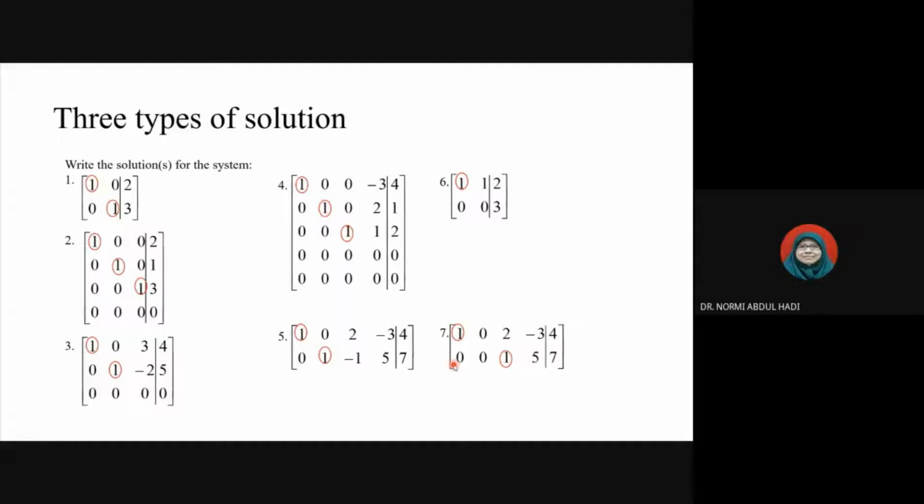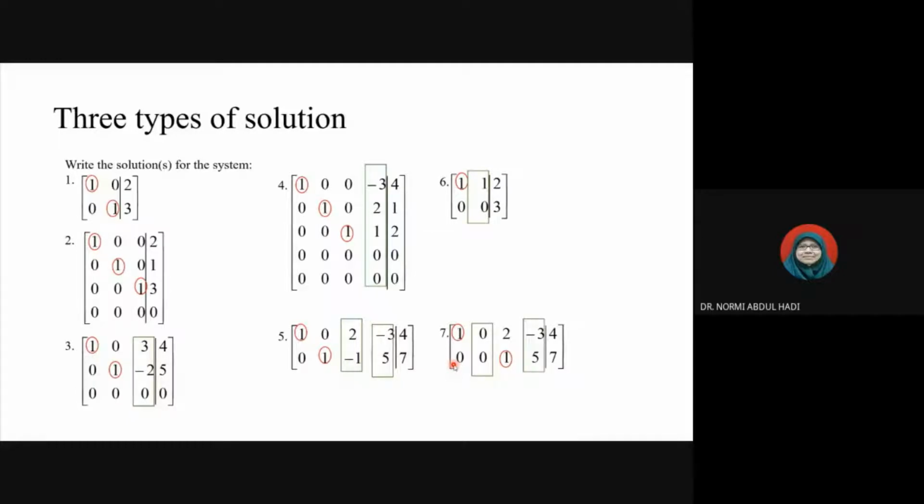And then mark the columns without a leading one. Example 1 and example 2 do not have columns without a leading one. Example 3 has 1 column without a leading one. Example 4 has 1 column without a leading one. Example 5 has 2 columns without a leading one. Example 6, 1 column without a leading one. And example 7 has 2 columns without a leading one.